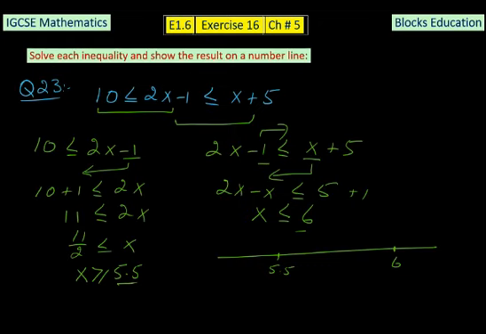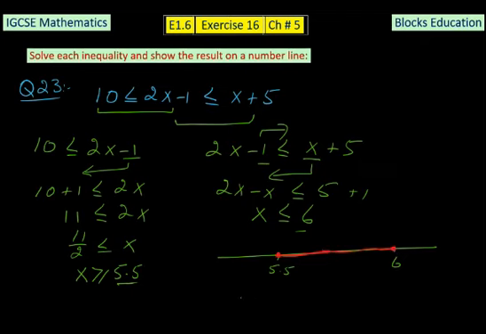Now to draw it further, because x is greater than or equal to 5.5, greater than or equal to means you have to make it a dark circle and you have to move towards the right side. And if you look here, it's x less than or equal to 6, equal to means you have to make it a bit dark because 6 is also included, and because it is less than, you have to move on to the left side of it. So this is the solution.